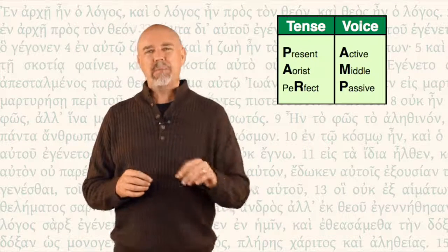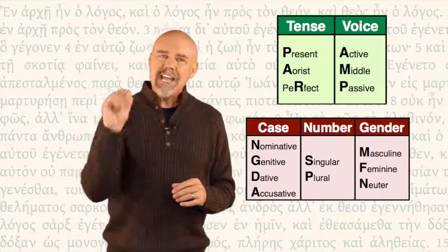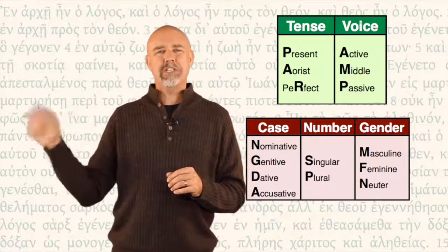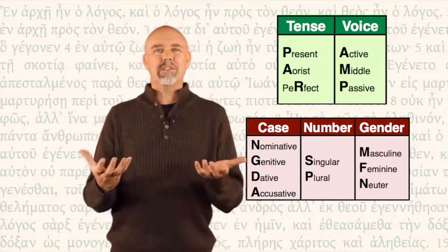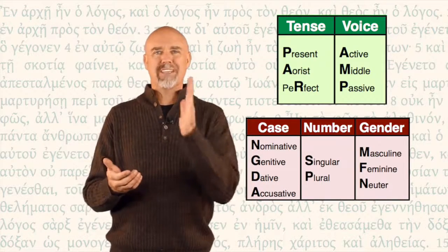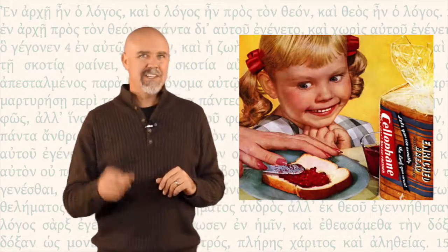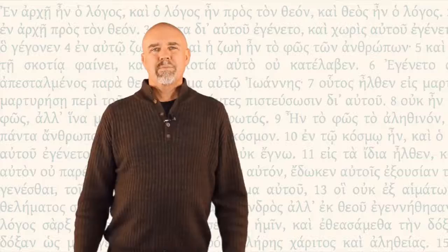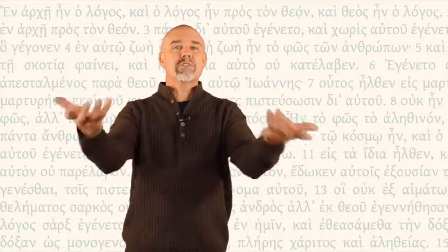As a verb, participles have tense and voice. And as an adjective, they have case, number, and gender. So when we start talking about participles, we will describe their tense and voice, case, number, and gender. A little creepy? Creepy cool.